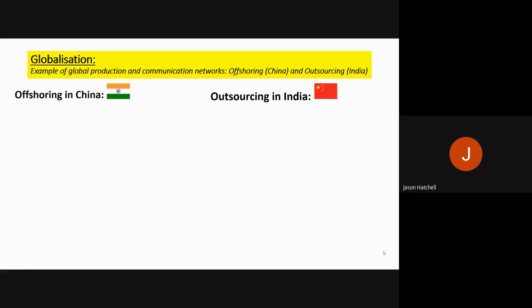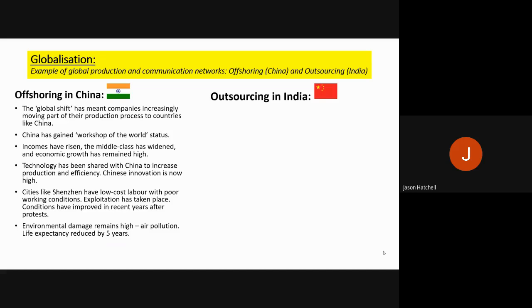Next examples in this topic were about global production and communication networks. We have two terms here, offshoring and outsourcing. For offshoring, we looked at China, and for outsourcing, we looked at India. Now, offshoring in China, remember, is essentially where companies move parts of their production processes, parts of their companies to countries like China. So China has gained the status of the workshop of the world.